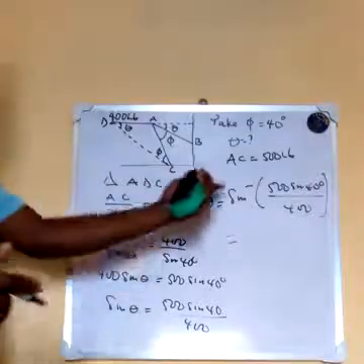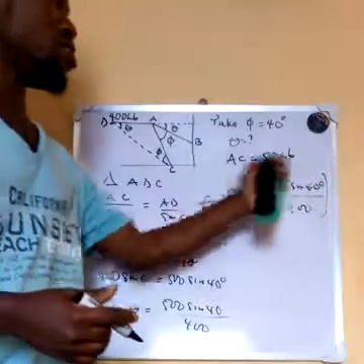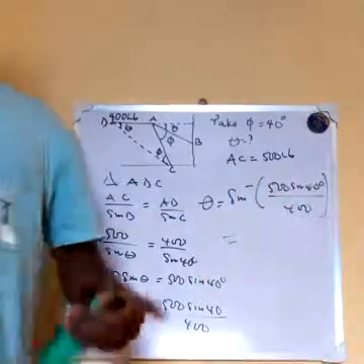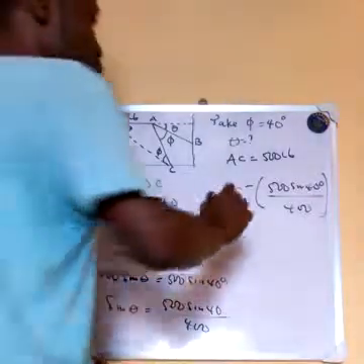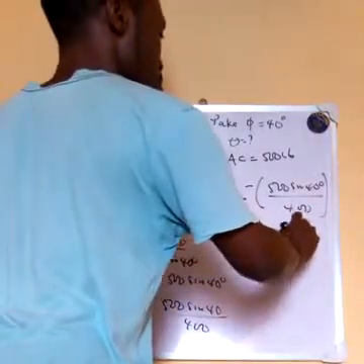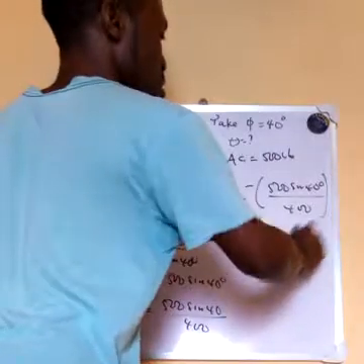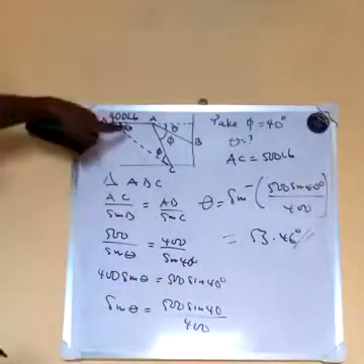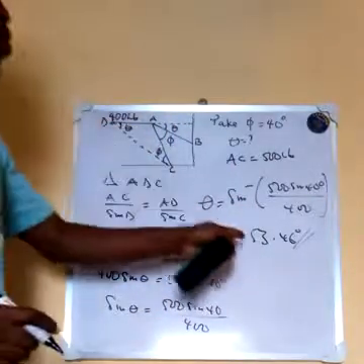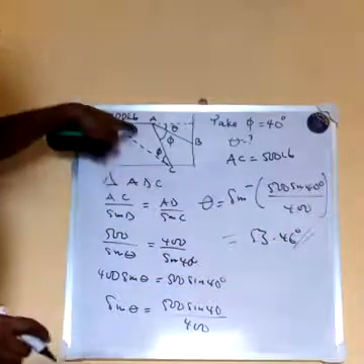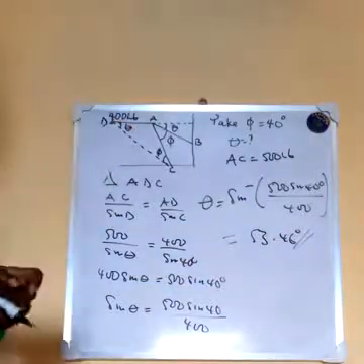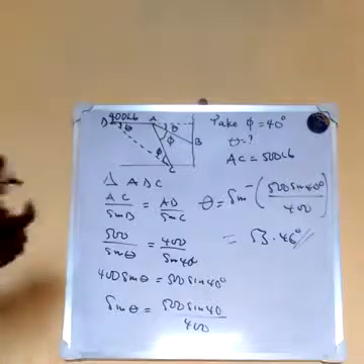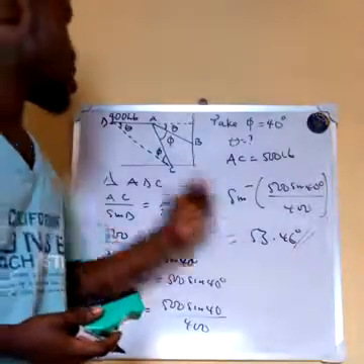You press it. The sine inverse of 500 sine 40 divided by 400 is equal to 53.46 degree. That is what the sine angle is. So this angle theta is equal to 53.46 degree. That is the angle you have here. So you got the angle now. So you got the angle 53.46 degree.